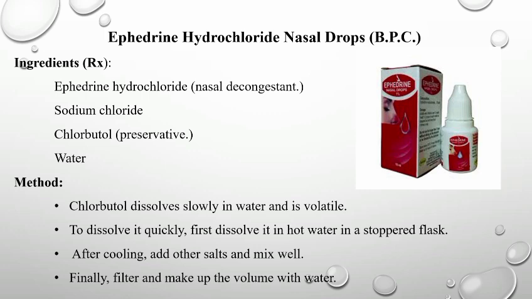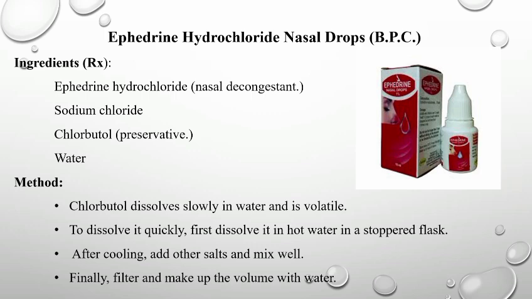The ingredients used in the preparation of these nasal drops are ephedrine hydrochloride, sodium chloride, chlorbutol, and water. Here, ephedrine hydrochloride is used as a nasal decongestant and chlorbutol as a preservative. For the preparation, first we have to take the chlorbutol and dissolve it slowly in water as it is volatile in nature. To dissolve it quickly, we have to use hot water.